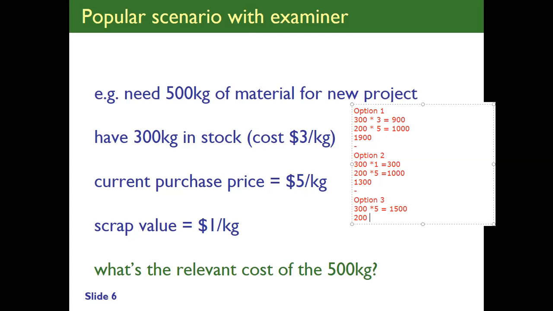Sir, sorry to interrupt you. In option 2, if we scrap out over 300 kg, then we need to buy 500 or 200? We will see that. This is where we want to go.